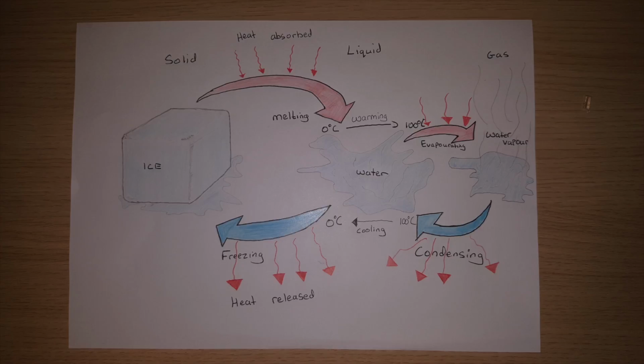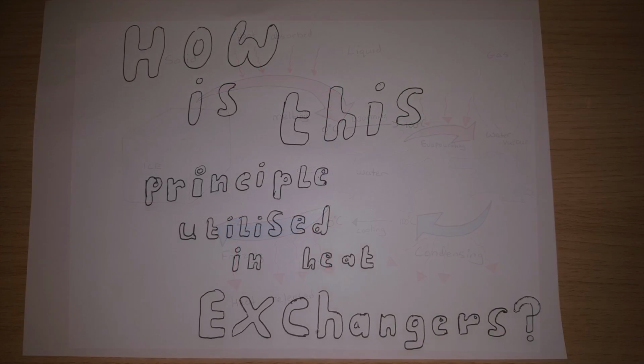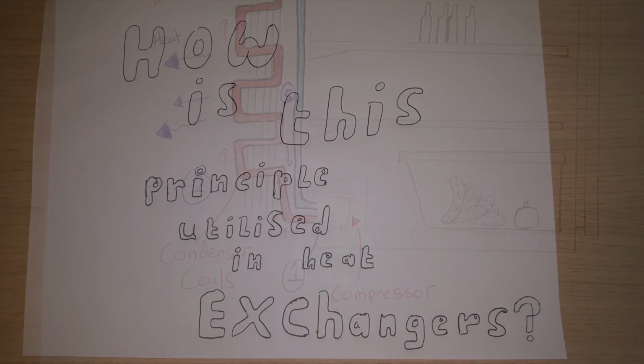The reverse of this is when water cools and reaches its freezing point, the temperature stops decreasing and the water begins to freeze. This is because, in this case, the latent heat is being released by the water in order to change into ice. Okay, so how is this principle of latent heat used in heat exchangers?